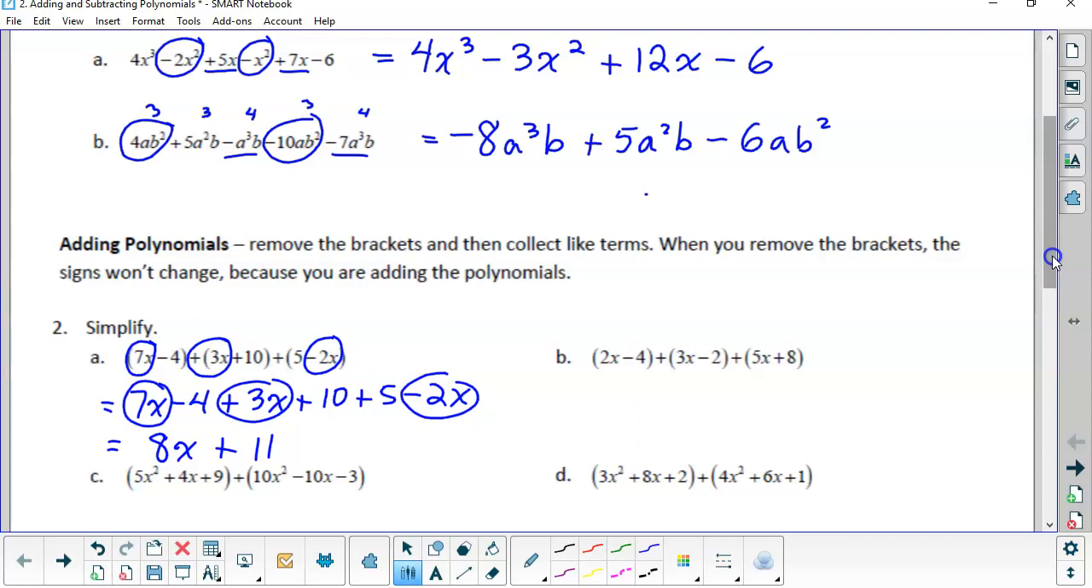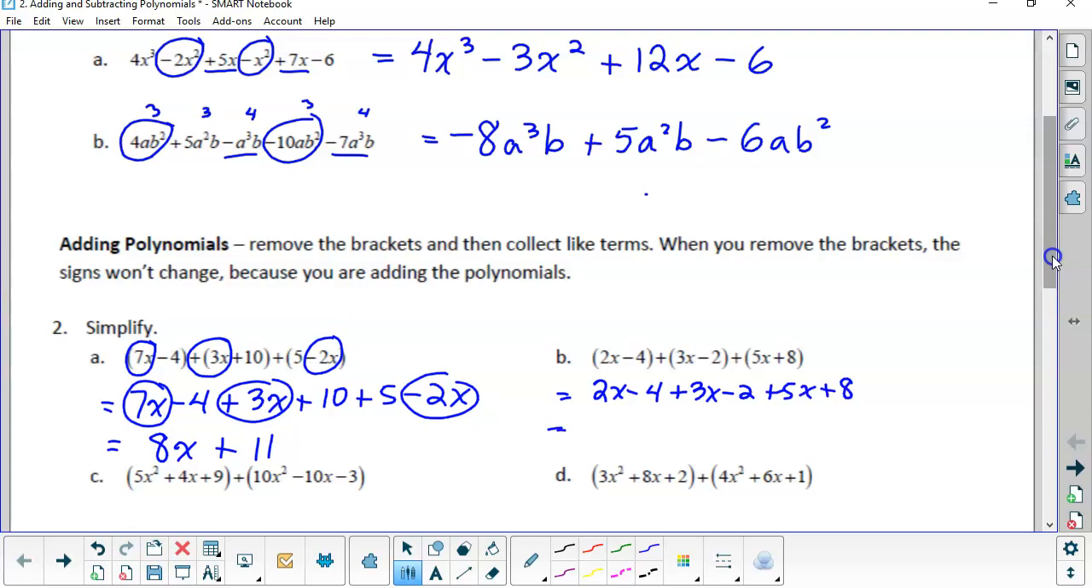Okay, so always check. Between the brackets, is it adding? It is. If there was nothing between the brackets, remember that means multiplying. But this is adding. We'll do multiplying next week. So this will be the same as 2x minus 4 plus 3x minus 2 plus 5x plus 8.